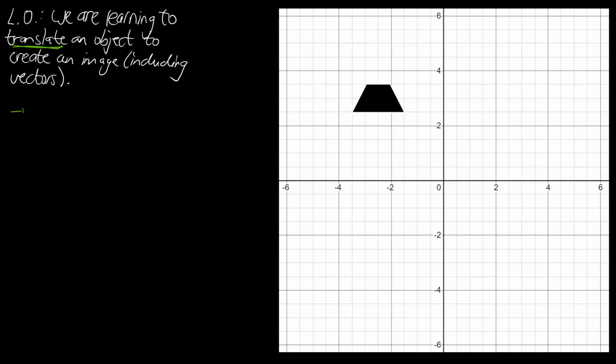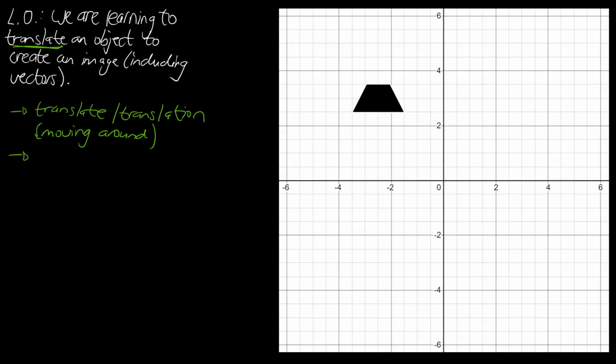Let's run through the words that we're looking for here. So the first word is translate slash translation, and that's this particular type of transformation. And this is really just a fancy way of saying we're moving a shape around. And I'll get into that in a bit more detail.